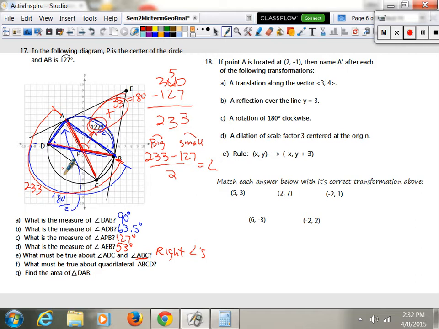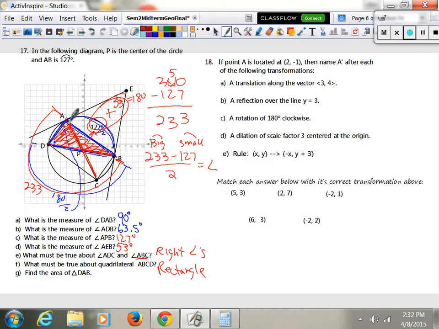What must be true about the quadrilateral? If they're all right angles, it must be a rectangle. Rectangles have right angles. So if they're all right angles, it's got to be a rectangle. And then find the area of DAB. Triangle DAB. So I want this area right here.